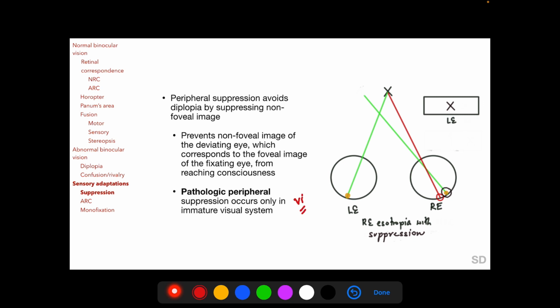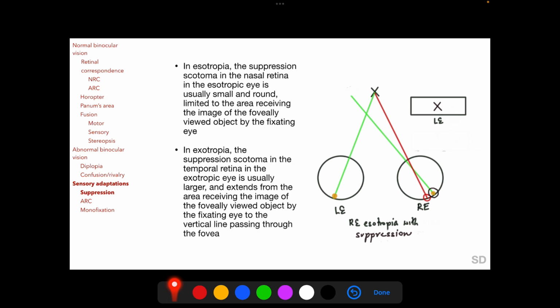So in childhood onset strabismus, the patient will not complain of either diplopia or visual confusion. But as we have just discussed, in adult onset strabismus, the patient will complain of diplopia but will not complain of visual confusion. And this difference is very important to remember. And there is a difference in the extent of the suppression scotoma in esotropia and in exotropia.